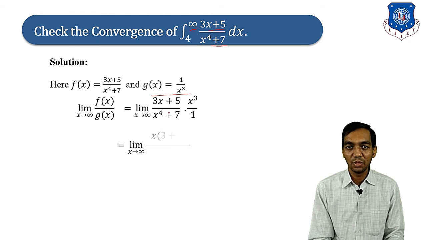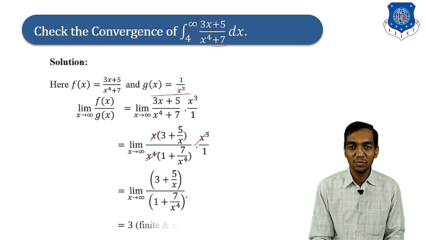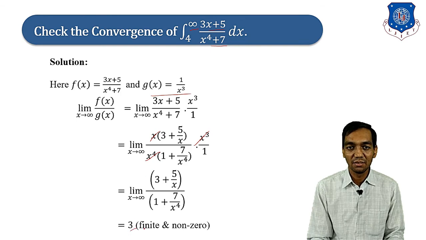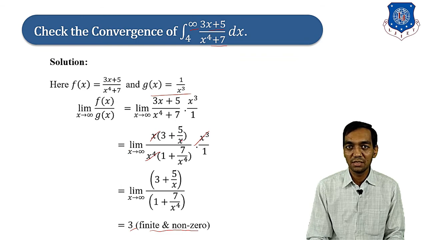And that will be, if you take x common from the numerator and x raised to 4 from the denominator, then this x raised to 4 will be cancelled out and you will have the limit as x tends to infinity of (3 plus 5 upon x) divided by (1 plus 7 upon x raised to 4). Now apply the limit: 5 upon infinity will be 0, 7 upon infinity will be 0. So you will have the answer 3, which is a finite non-zero number, correct? This value is a finite non-zero number. That's why, either both integrals are going to be convergent or both are going to be divergent, correct?